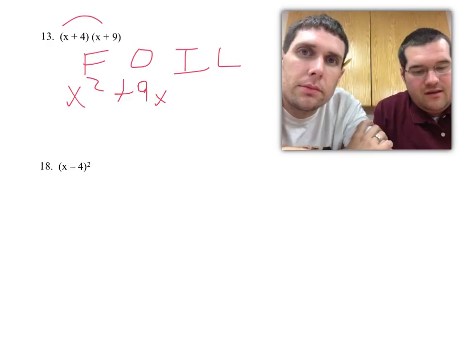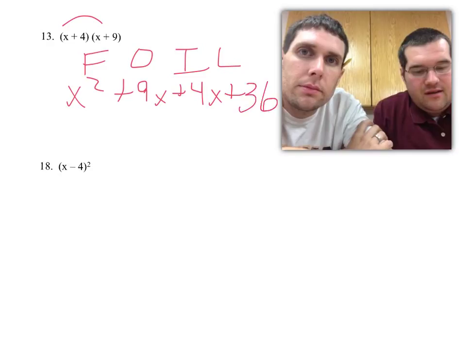And then I'm looking at my inside terms. Insides are the ones inside touching. We have a positive 4 and an x. Positive 4 times x is a plus 4x. And then the only ones I haven't done yet are my last ones, which would be my positive 4 and my positive 9. Two positives make a positive, and 9 times 4 is 36.